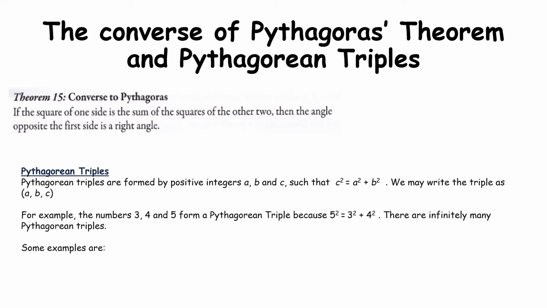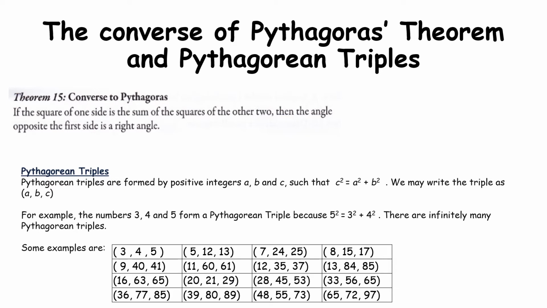There are infinitely many Pythagorean triples, but here are some examples. Often as students work with trigonometry, they start to notice these Pythagorean triples, and they notice that when you have 3 and 4 and you're missing the hypotenuse, the hypotenuse will always be 5. So they start to see these patterns emerge. So we have 3, 4, 5, 5, 12, 13, 7, 24, 25, and so on.